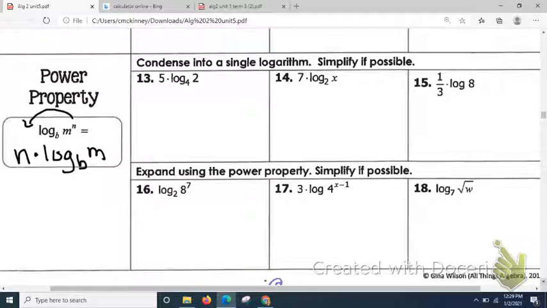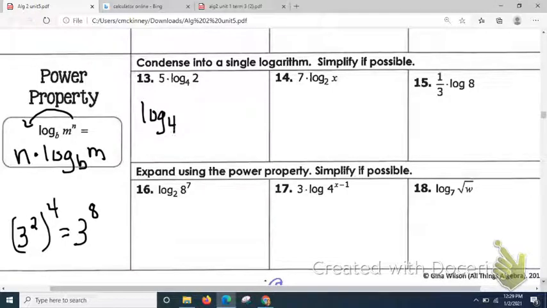All right. So, and if you think about this, the power goes with multiply. Remember with exponents, something like 3 to the 2nd to the 4th power is the same as 3 to the 8th. So if I am simplifying this, then I'm putting the power back on if I'm condensing. So this would be log base 4. The 5 jumps on as the exponent on that argument, which is the 2.